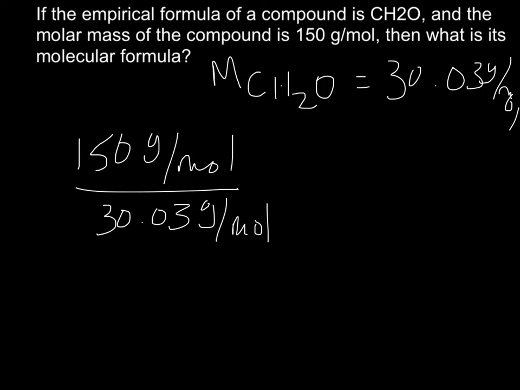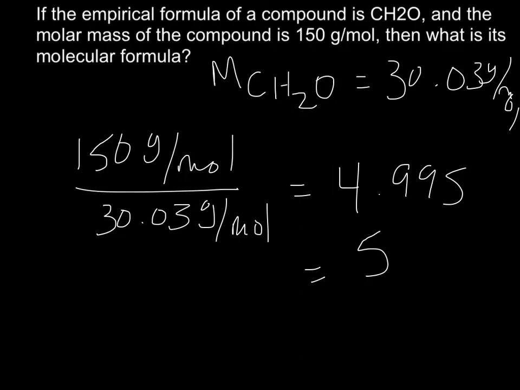I'm going to divide. So this right here is the molar mass of the molecule, or the molecular formula, and this is the molar mass of the empirical formula. When I do the math, I get 4.995, and I'm sure you're going to agree that this is so darn close to 5. It's not funny, and we're actually going to use that as 5, and that's our multiplier. So our molecule is 5 times larger than the empirical formula.